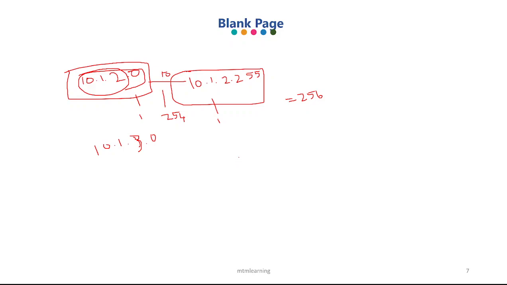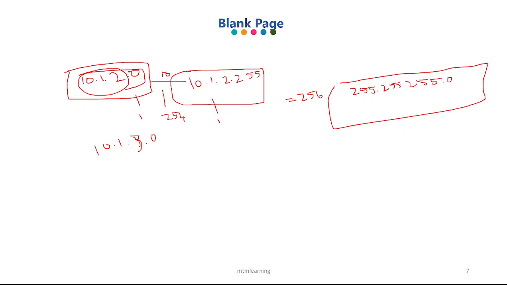This is happening because we are using a subnet mask of 255.255.255.0. So this is the subnet mask we're using to find out which is the network portion and which is the host portion. Don't worry about it. This is not the clear, detailed explanation of the subnet. We will discuss that in a separate video.